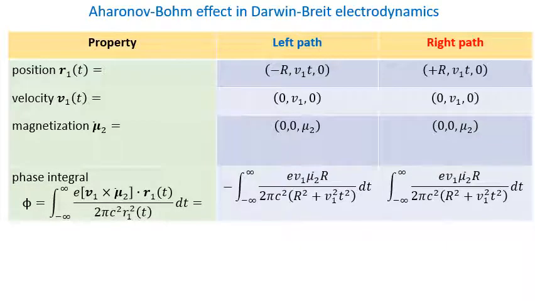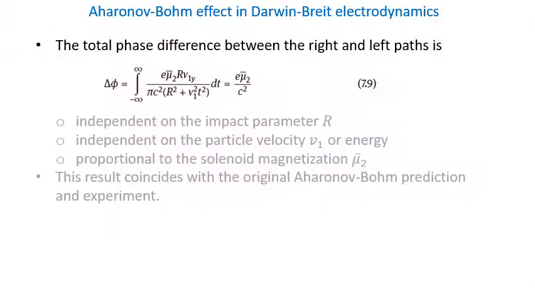Substituting all these ingredients into the phase integral formula and assuming for simplicity that the time of travel is infinite, we obtain the accumulated phases. We obtain that accumulated phases differ by sign in the two cases. These formulas are written for the case when we are dealing with an electron whose charge is minus e. In other words, the total phase difference is given by formula 7.9.